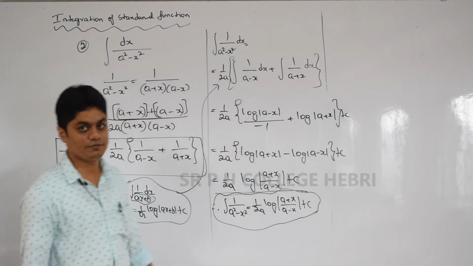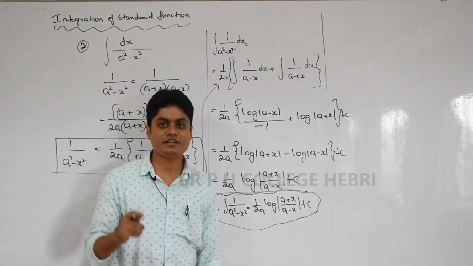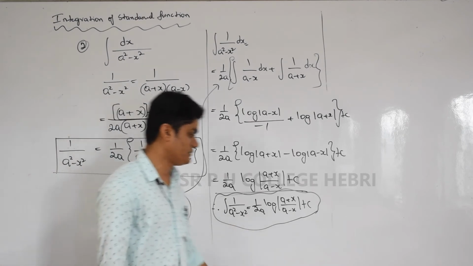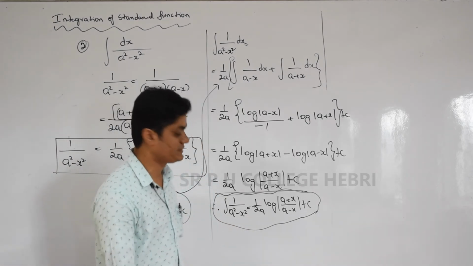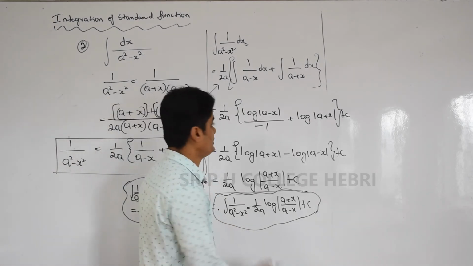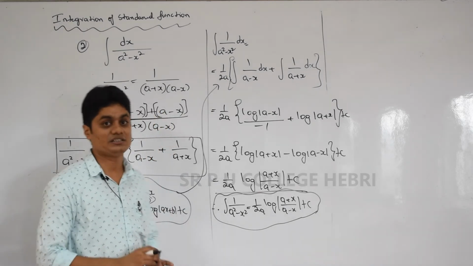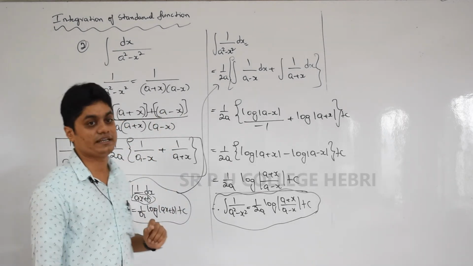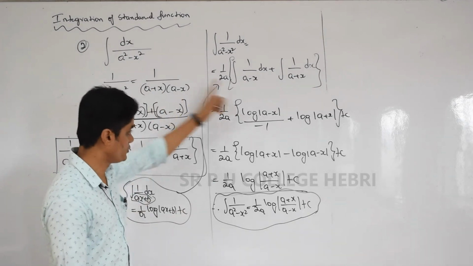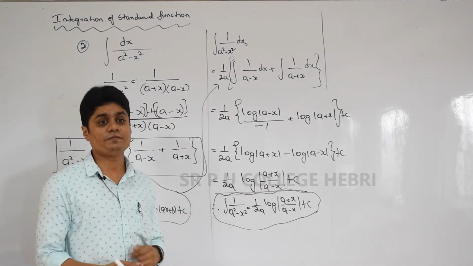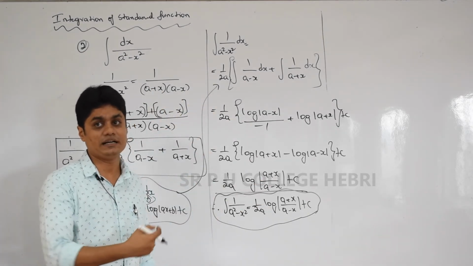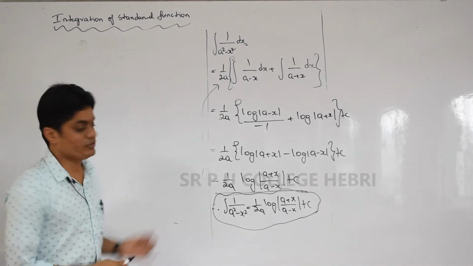So this is another formula that you should remember: the integration of 1 by a square minus x square is 1 by 2a into log of a plus x by a minus x. This will be asked again for the 5 marks. They will ask, find the integral of 1 by a square minus x square with respect to x, and you have to write this much. When it is asked for 5 marks, definitely one problem will be asked along with that, okay? So let me take one example for this.